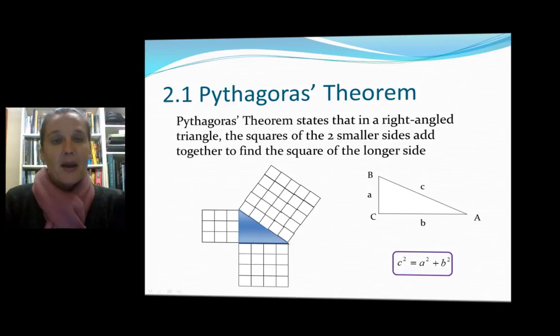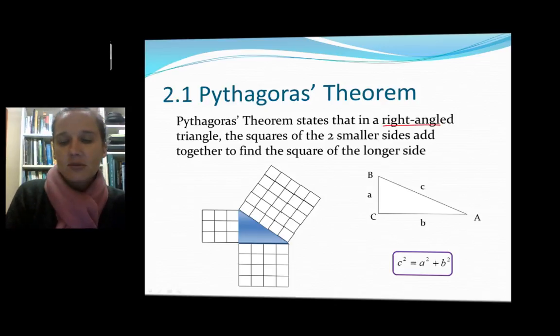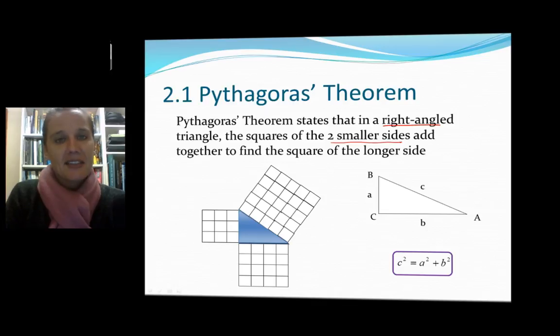Pythagoras Theorem. Pythagoras Theorem states that in a right-angled triangle, the squares of the two smaller sides add together to find the square of the longer side. So we're saying a right-angled triangle is a triangle that has one 90-degree angle. We draw that with our square angle shape there to represent our 90 degrees.